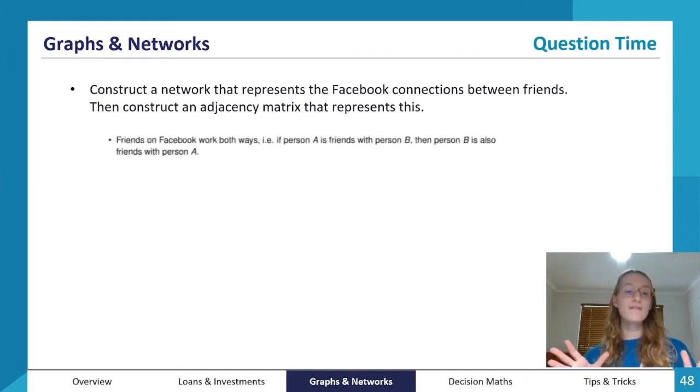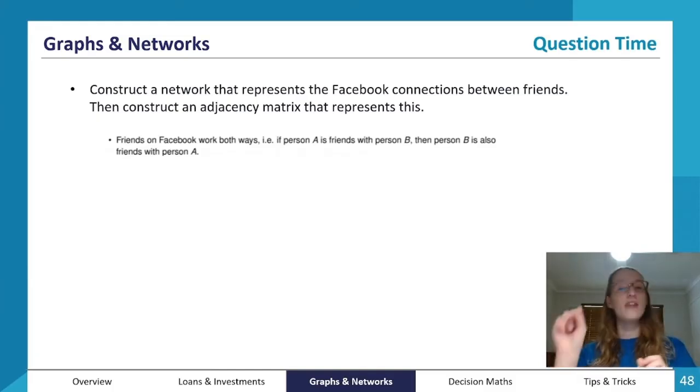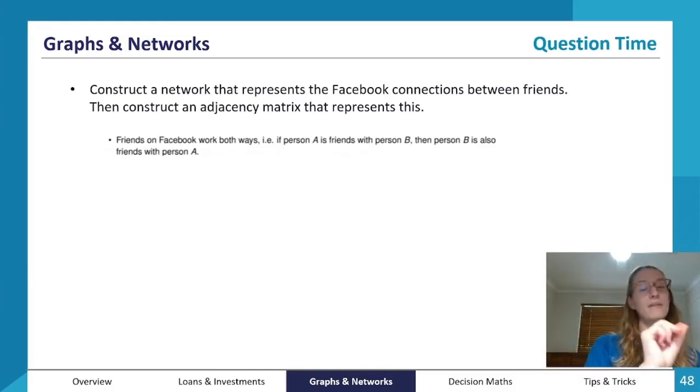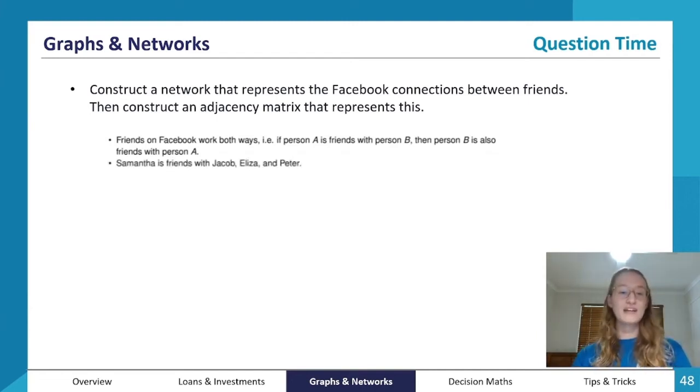So first we're told that friends on Facebook work both ways. So if person A is friends with person B, then person B by default is friends with person A. So that tells us that we do not need a directed graph because the connections go both ways. Whereas if we were talking about Instagram, for example, we would be using a directed graph because we would say, will they follow them? But do they follow them back? So we'd end up with that directed graph. But here we're talking about the both way connections.